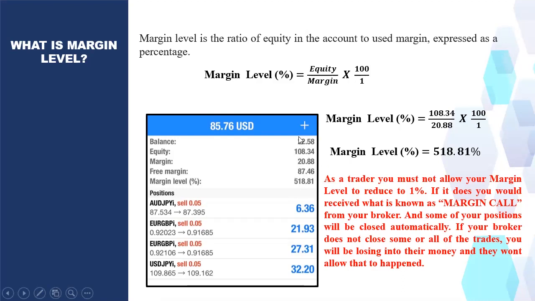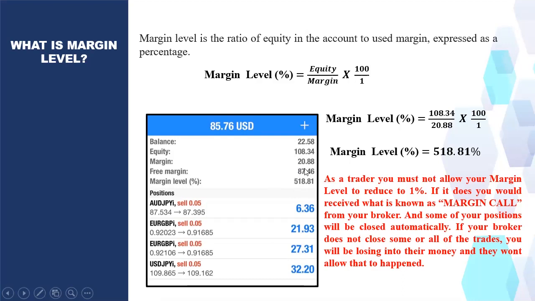So looking at this screenshot I've been looking at, the person has $22.58 in his trading account, and the equity, which is after it has made profit while the trades are still on and the positions are still open, is 108.34. Now the person's margin, which is what the broker took from him to enter all these 4 positions, is 20.88. What is now remaining from this equity is 87.46.